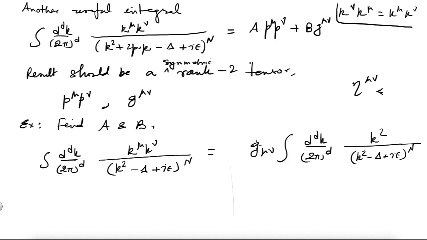g^μν is fine, that I have already convinced you. But this integral is some constant, right? It involves all these Δ's, d's and n's, but it is some constant. So it is consistent with what I said earlier, that the result should be proportional to g^μν. But whether it should be k² in the integrand, let us check. If I contract both sides with g_μν, the left hand side gives you k² over this. On the right, g_μν times the other g^μν will give you some constant, and then exactly the k² you had here. So it is clear that the form is correct, that I should get g^μν times this kind of integral.